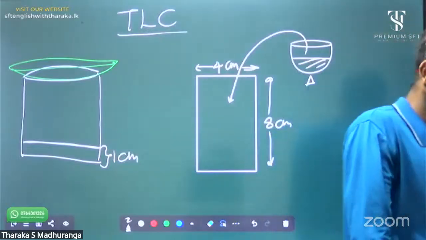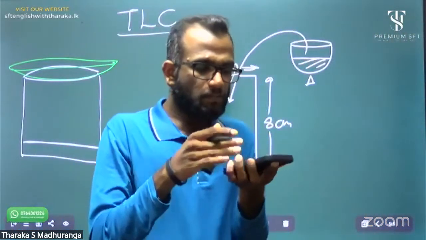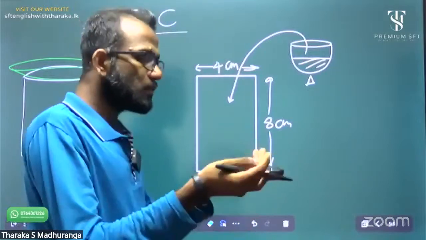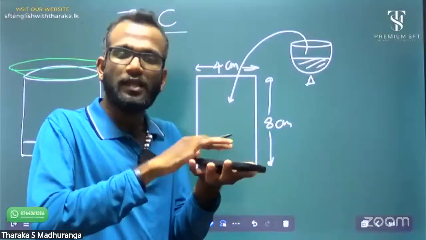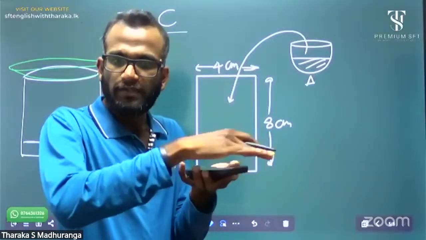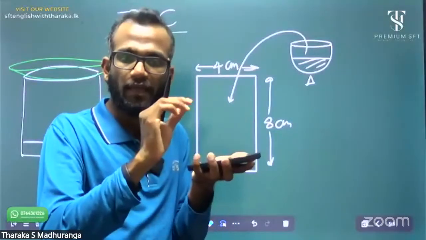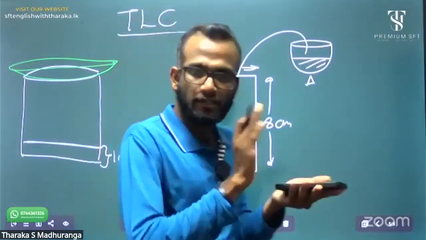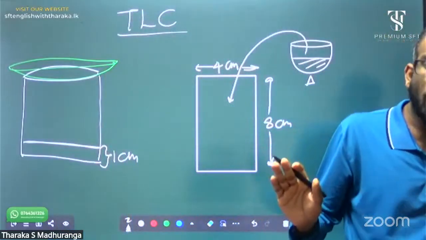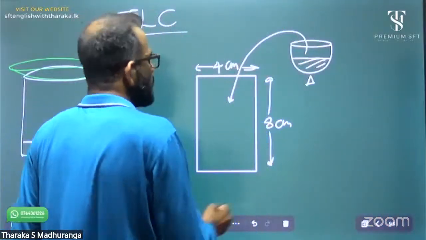Now we can add a small amount of this liquid silica gel and make a very thin layer. Let's think this is a plate now. We add some silica gel liquid and make a uniform, thin layer on the surface. A very thin layer of silica or alumina gel you have to prepare on this glass plate. Very important.